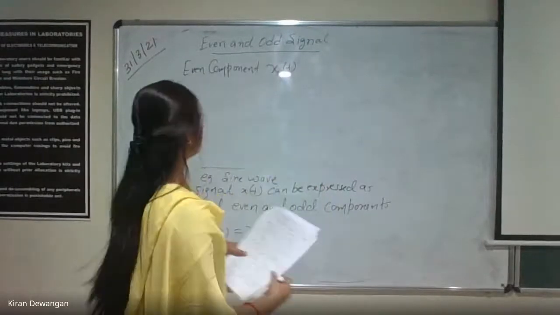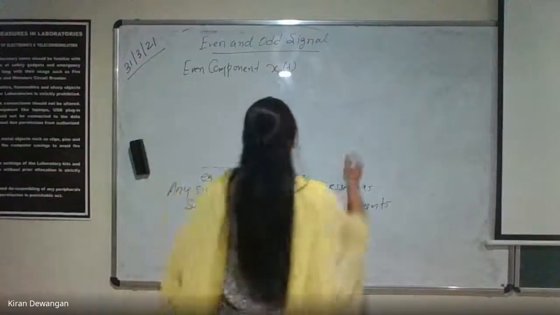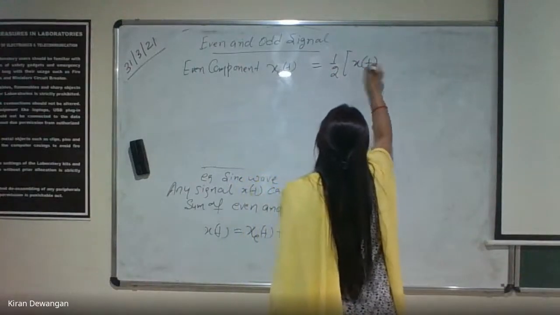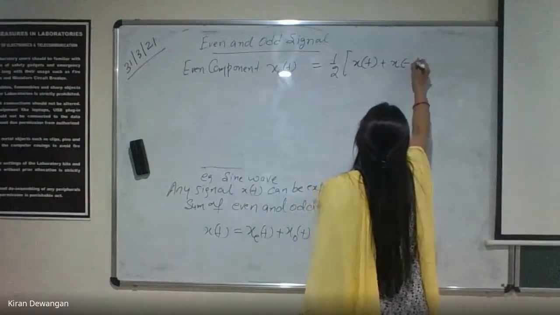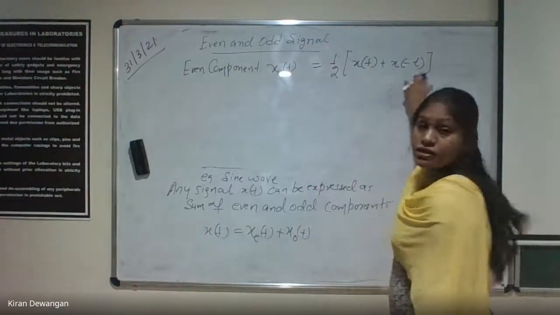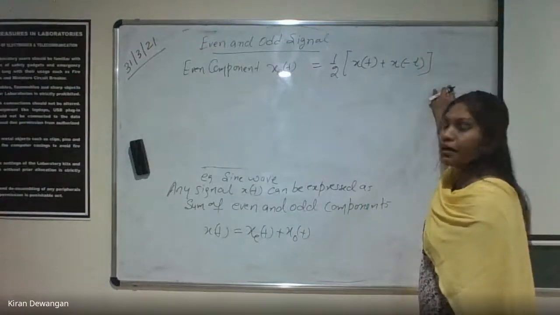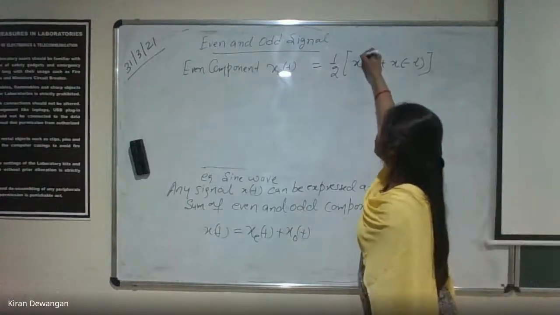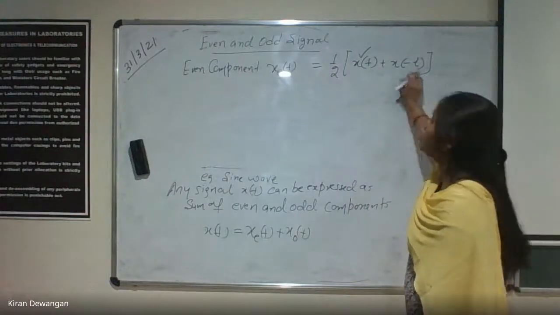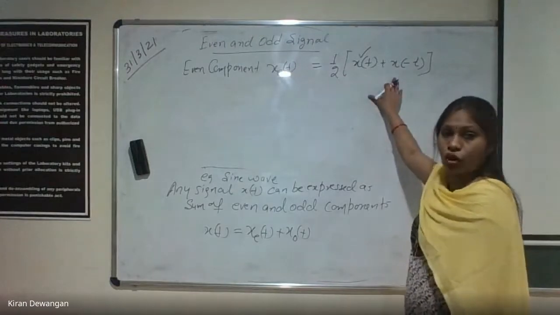So even component of the signal is represented as xe(t), and xe(t) can be written as 1 by 2 [x(t) + x(-t)]. So we can calculate the even component of any signal by this formula. We will be given x(t). We can find out x(-t), and if we add these two and divide by 2, we'll be getting the even component of the signal.